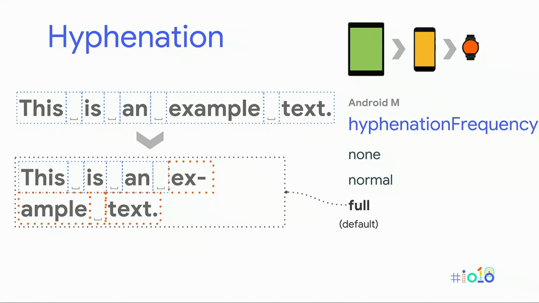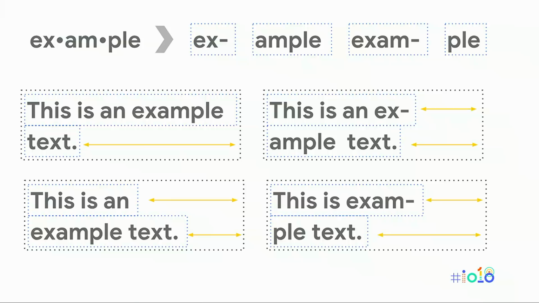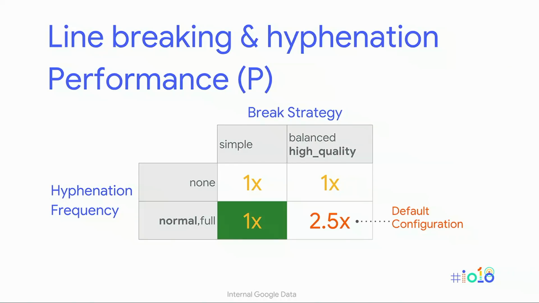Hyphenation improves the alignment of the text and the use of white space. And it gets more and more important as the line width gets shorter. However, it comes with a cost. The cost arises because now the system has to measure more words, and it has to compare more configurations for an optimum solution. Up to Android P, enabling hyphenation is 2.5 times more expensive than the disabled state. On Android P, we improved the simple break strategy case. However, the default configuration still has the same cost.